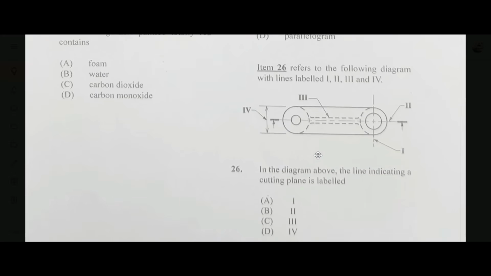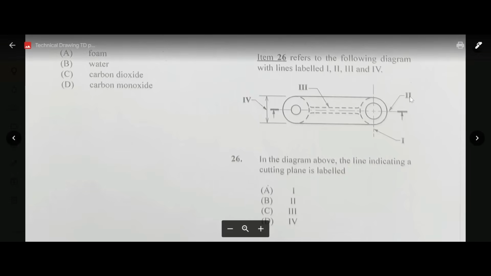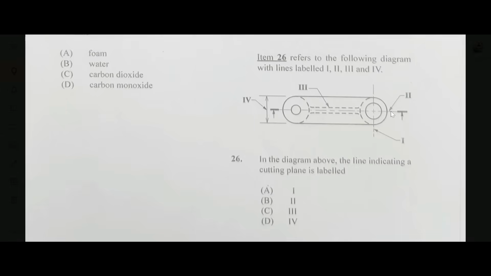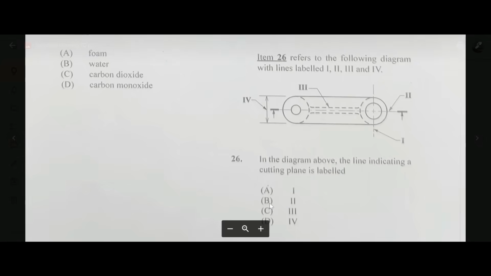Number 26, in the diagram above, the line indicating a cutting plane is labeled. Initially, I thought it was 3, but looking at it closer, 2 actually points directly at the line. 2 actually points at the line. So the answer is B, 2.